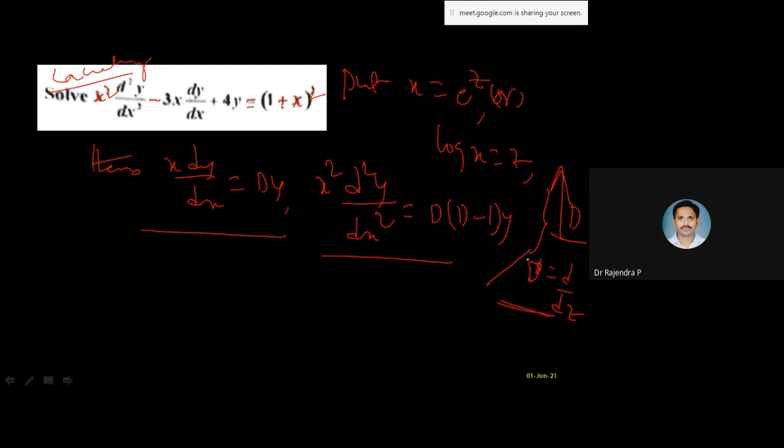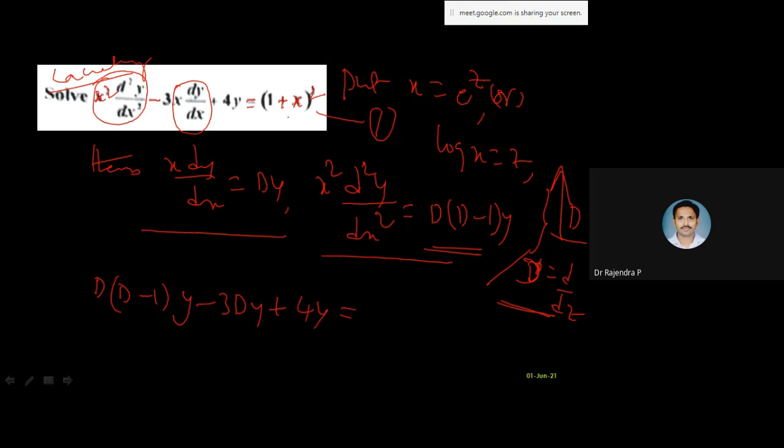Here in these two results, D stands for d by dz. Now, once we know these results, I can substitute in this equation 1. So substituting these values, x square d square y by dx square becomes D(D minus 1)y, and minus 3 times x dy by dx becomes minus 3Dy, plus 4y, which is equal to 1 plus x whole square.